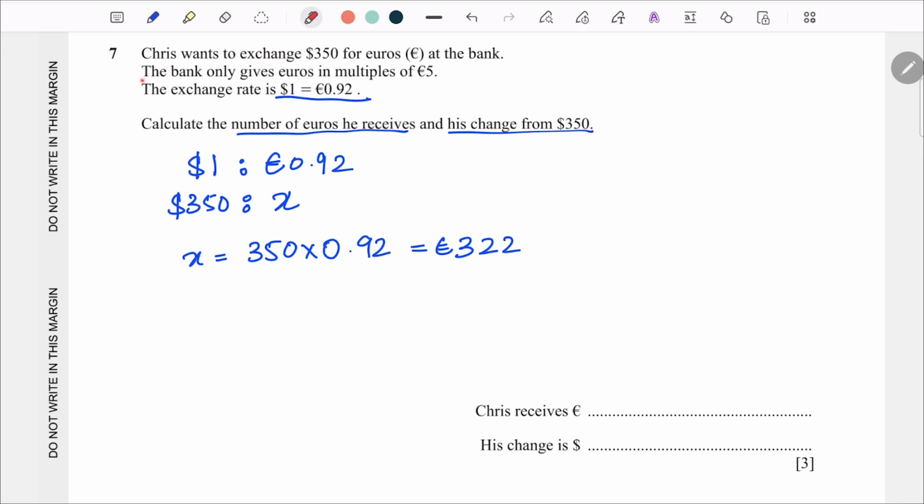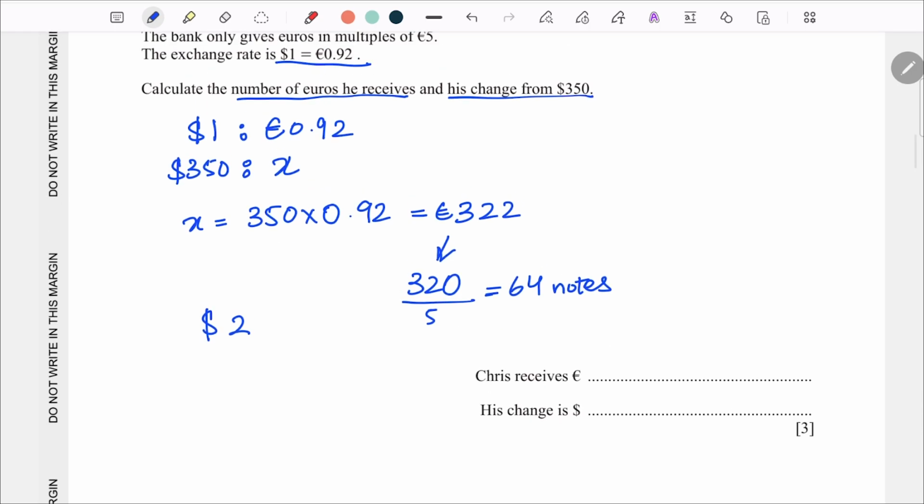Now we have to calculate his change from $350. The question is stating that the bank only gives euros in multiples of 5. 322 is not a multiple of 5, so we'll convert 322 into the nearest possible number that is divisible by 5. The nearest possible number divisible by 5 is 320. When we divide 320 by 5, we get 64. So he's receiving a total of 64 notes. Now, from 322, if he's getting 320, so 2 are remaining. These 2 are his change.